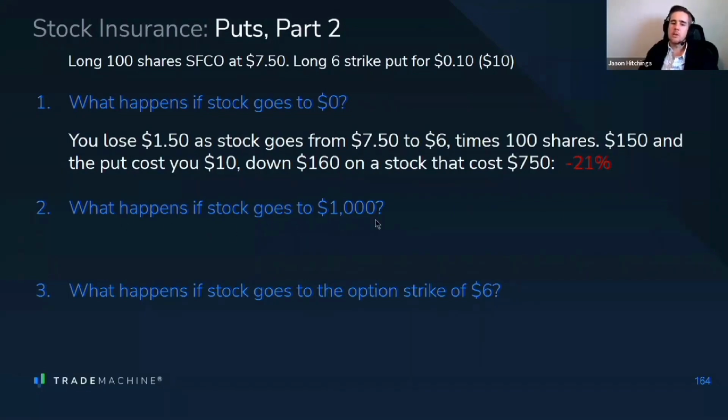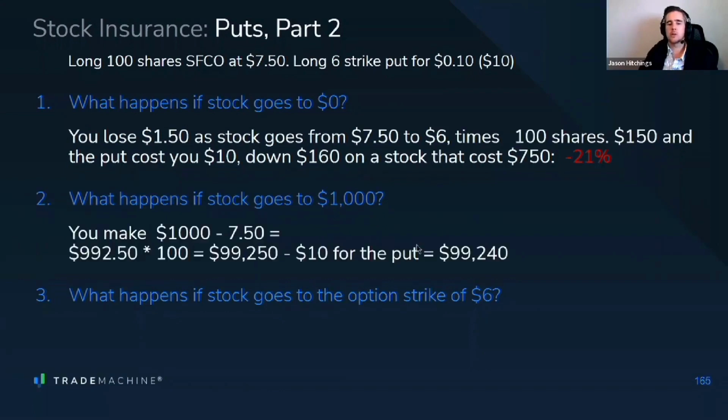And what happens if the stock goes to $1,000? Well, you have the right to sell it at 6, but you don't have to use that right. So if a stock goes to $1,000, you're just going to happily watch the stock rise up to $1,000. That put isn't going to have any value, but it has very little impact. You're going to make $992 a share. You're going to lose a teeny bit for the put, and you still make a fortune.